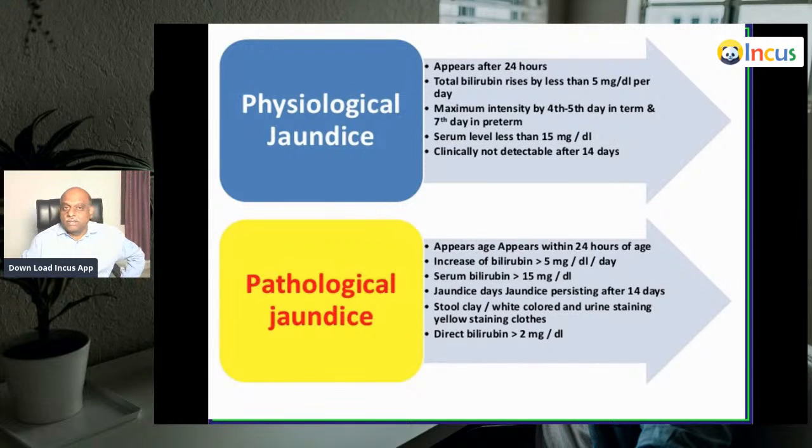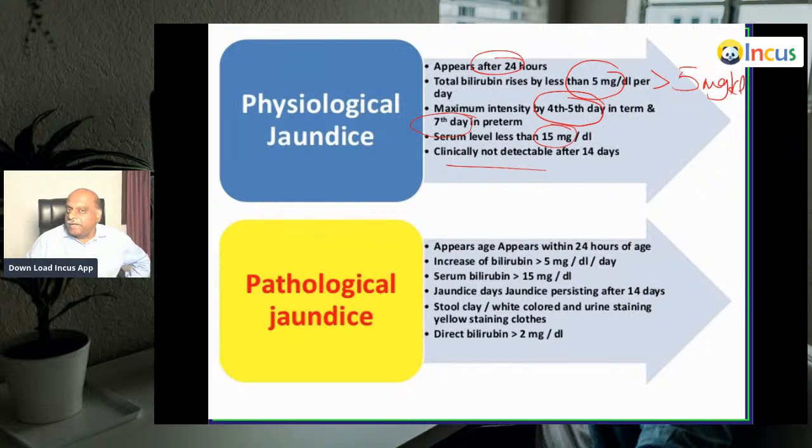Physiological jaundice appears after 24 hours. It rises by less than 5 milligram per deciliter. Maximum intensity is by the 4th or 5th day if it is a term baby, and 7th day in preterm. Serum level is less than 15 milligram per deciliter in physiological jaundice, and it is not detectable clinically after 14 days. So these are some of the things about physiological jaundice.